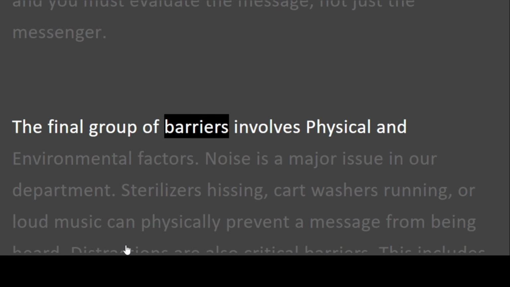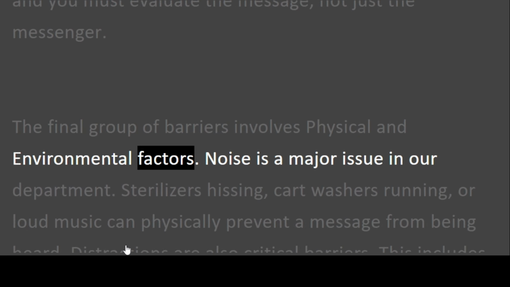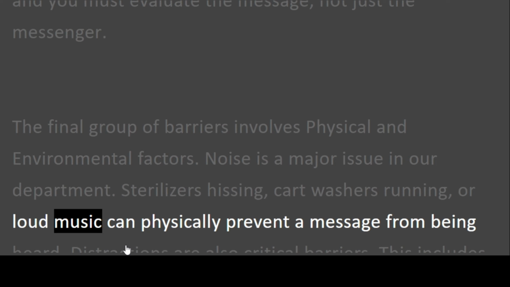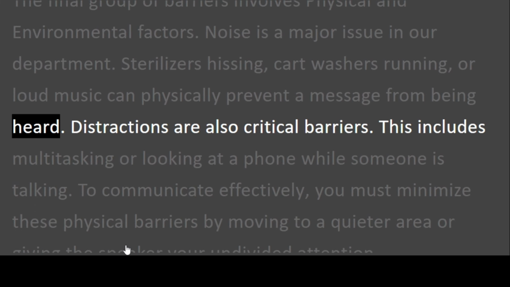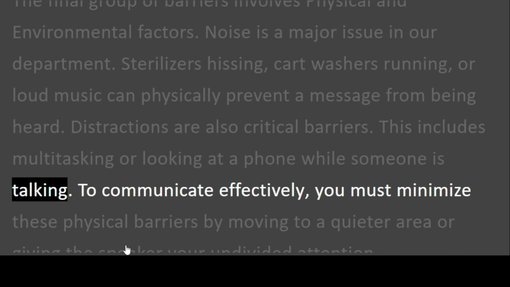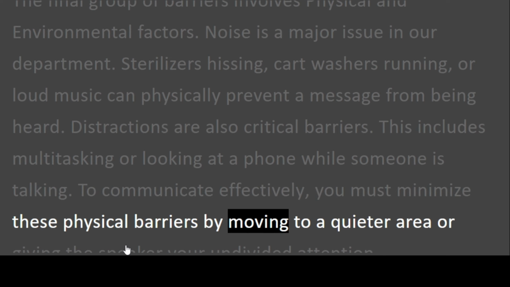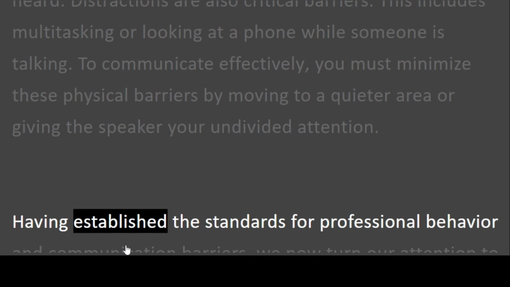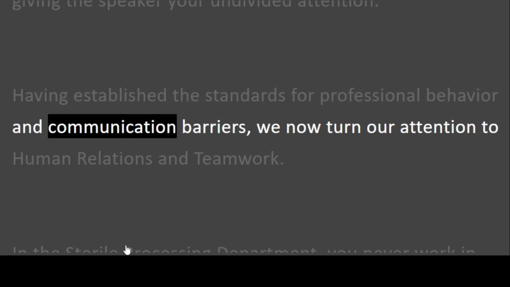The final group of barriers involves physical and environmental factors. Noise is a major issue in our department. Sterilizers hissing, cart washers running, or loud music can physically prevent a message from being heard. Distractions are also critical barriers. This includes multitasking or looking at a phone while someone is talking. To communicate effectively, you must minimize these physical barriers by moving to a quieter area or giving the speaker your undivided attention.